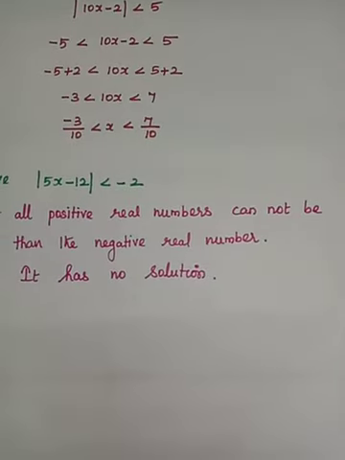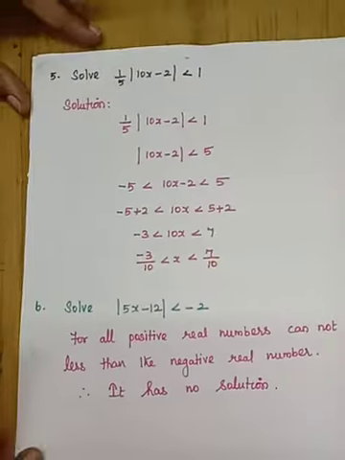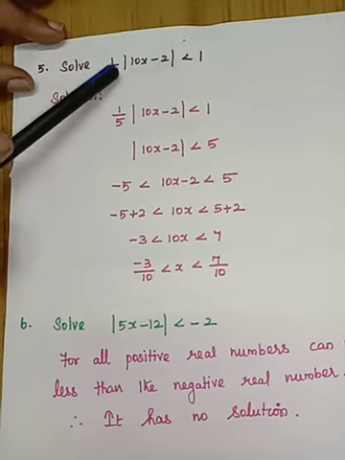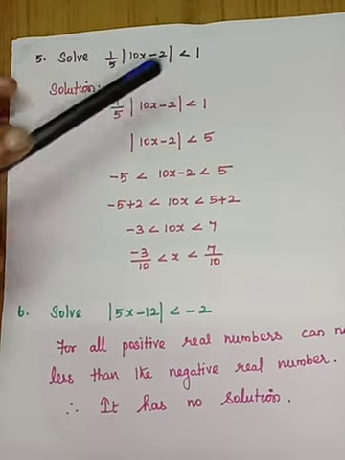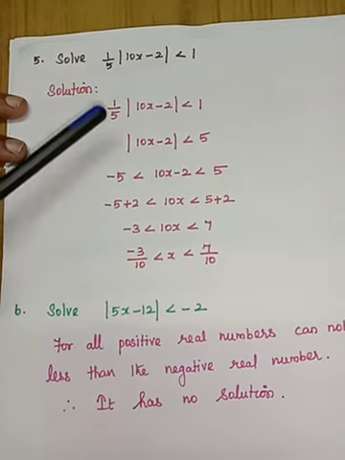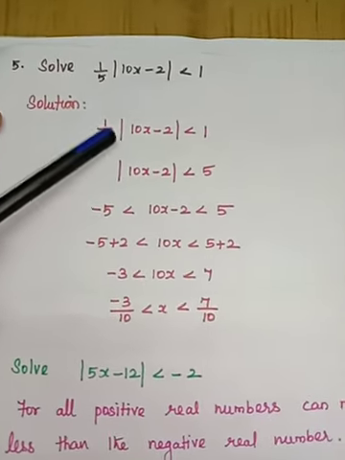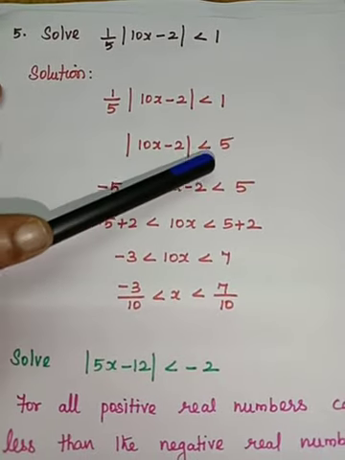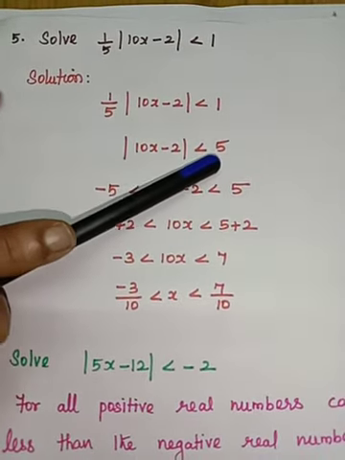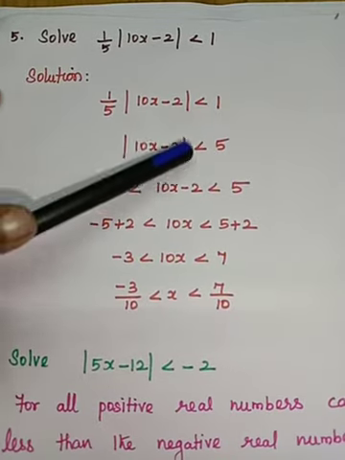Come to the next one, the fifth problem. Solve 1 by 5 modulus of 10x minus 2 is less than 1. I have considered the problem. This 1 by 5 is a number, so when you take it to the right side, it is 1 into 5. So I have written 5. See how it looks.